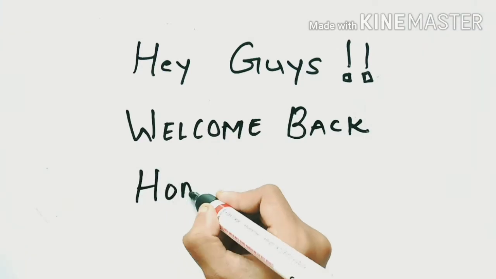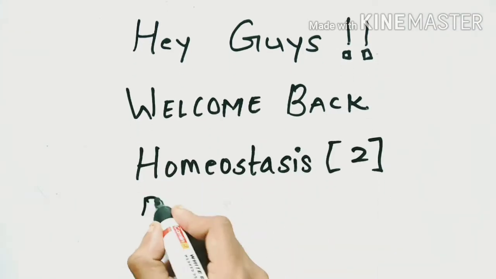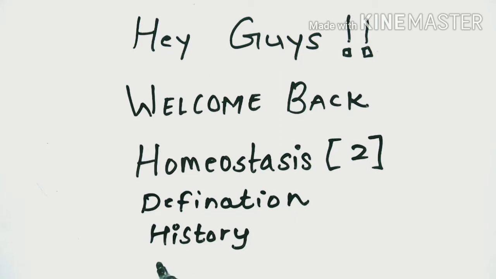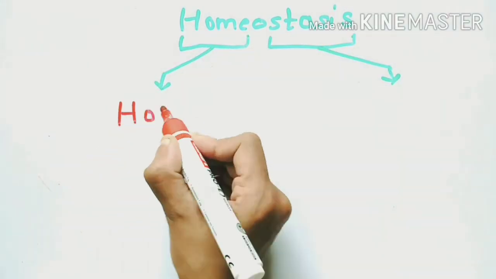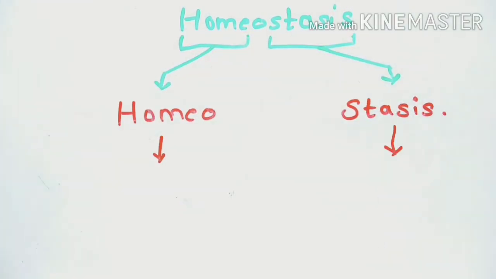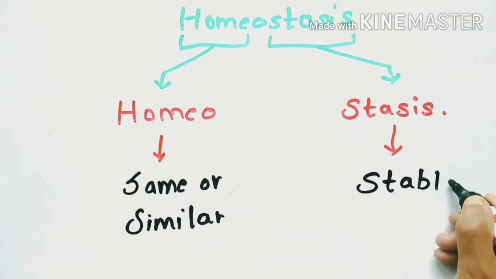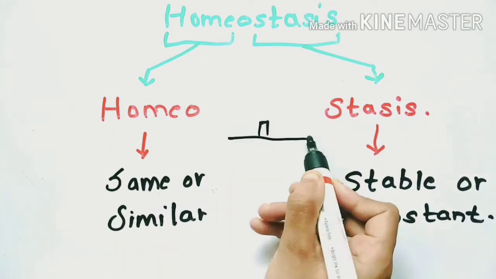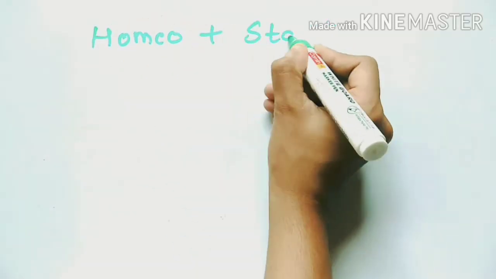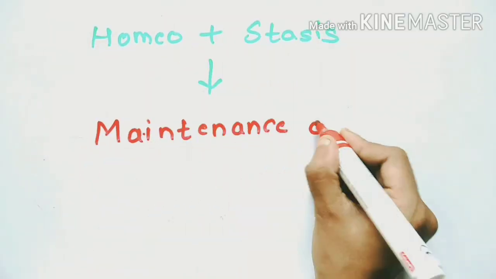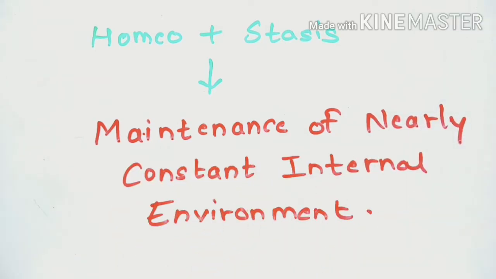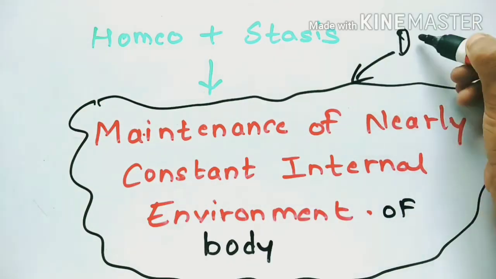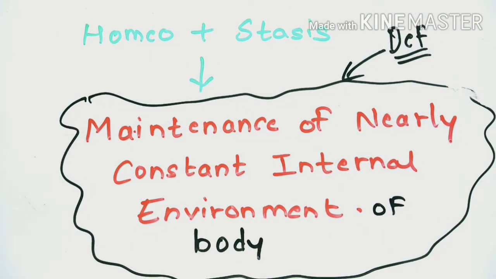This is the part 2 video on homeostasis where I'm going to talk about the definition, scientific history and many other things. So let's get started. Homeostasis is a word made up of two different words. First is homeo and another is stasis. Homeo meaning same or similar, whereas stasis meaning stable or constant. These two words make homeostasis. The proper definition after combining homeo plus stasis is: maintenance of nearly constant internal environment of the body is called homeostasis, and this is the definition of the word.